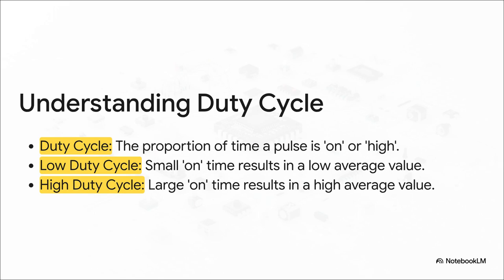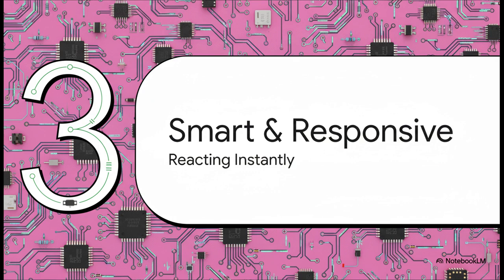It's just the percentage of time the signal is on during each of those super fast cycles. So a low duty cycle, say it's only on for 10% of the time, gives you a low average voltage and a dim LED. A high duty cycle, maybe 90% on time, gives you a bright LED. It's this precise control over that on-off ratio that gives us that smooth analog-like feel. All right, so now we can read its sensors and control outputs with all kinds of nuance.